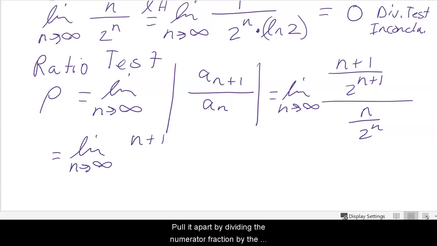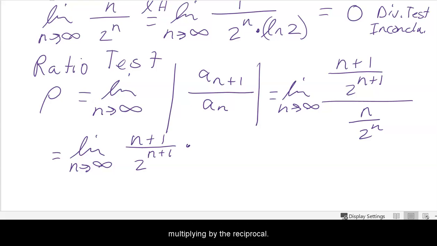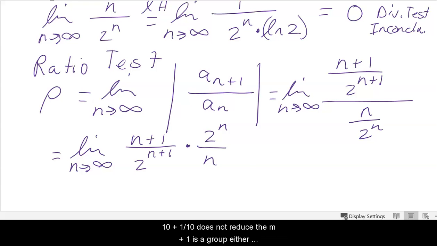Pull it apart by dividing the numerator fraction by the denominator fraction, which means multiplying by the reciprocal. This gives me 2 to the n over n. n plus 1 divided by n does not reduce. The n plus 1 is a group. Either the whole thing goes or none of it goes.